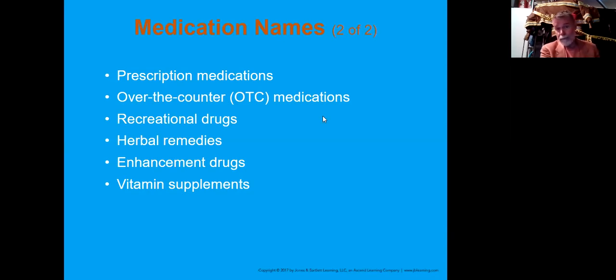Recreational drugs, there's any number of these things that are out there. The herbal remedies, enhancement drugs, something for erectile dysfunction. Why do we even care if someone's on an enhancement type of drug? Well, these can all have interactions based on something else that they may be taking. Vitamins, supplements, creatine. How is this going to react with that?